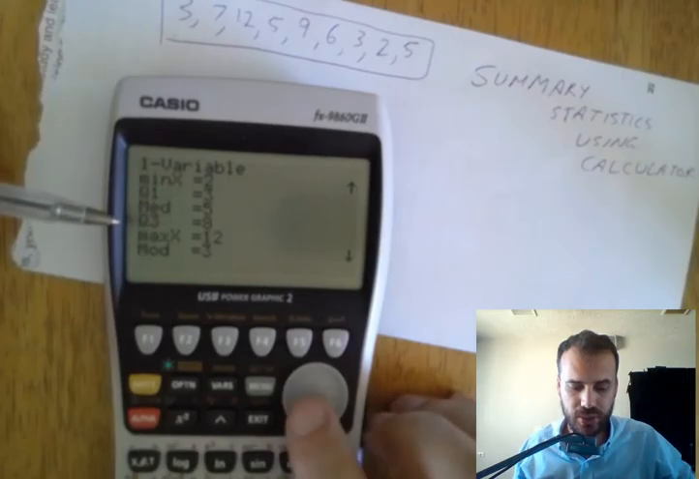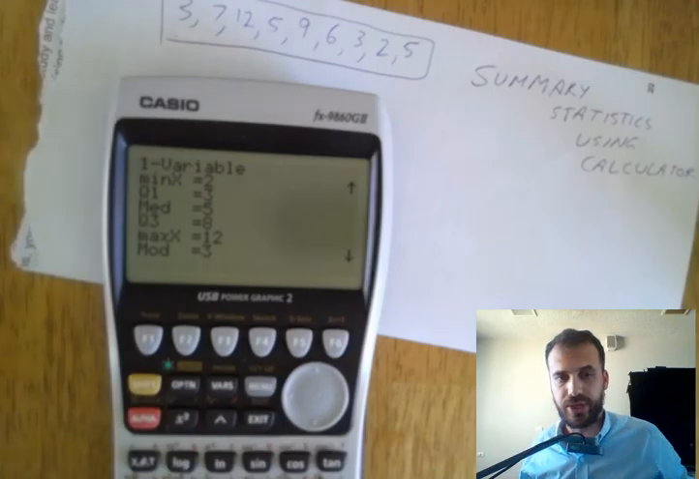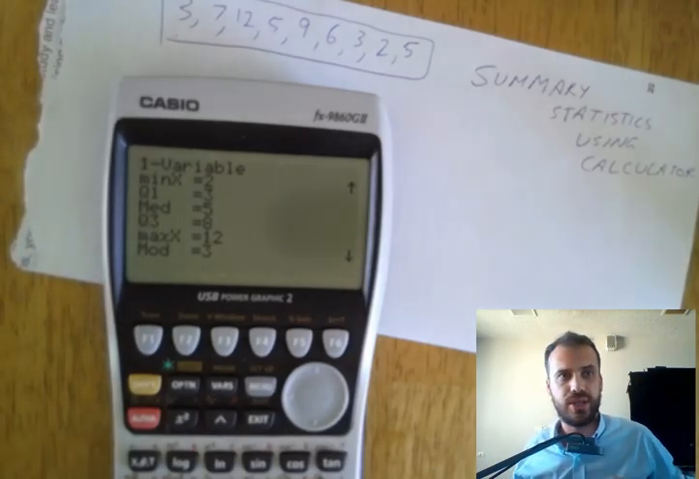Well, it won't find range and interquartile range for you, but you can calculate them using the minimum and the maximum, or Q3 and Q1. Okay, that's summary statistics using our calculator.